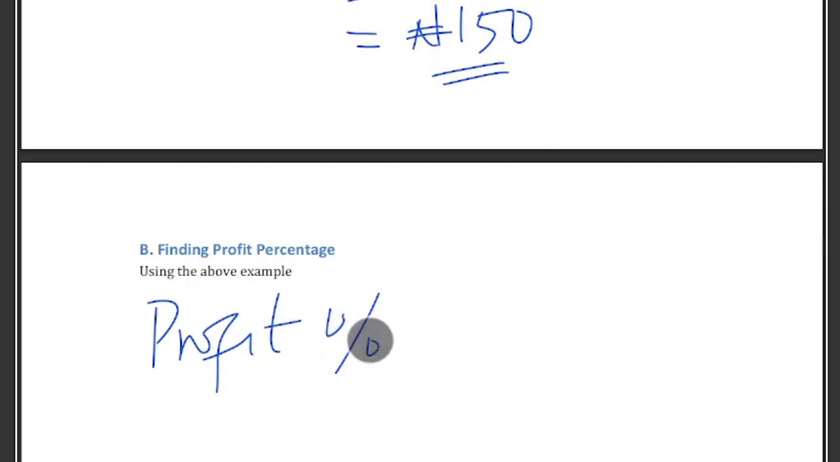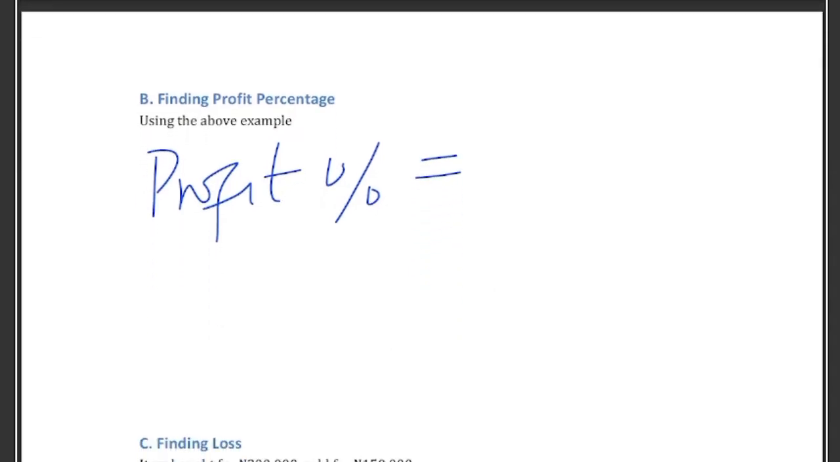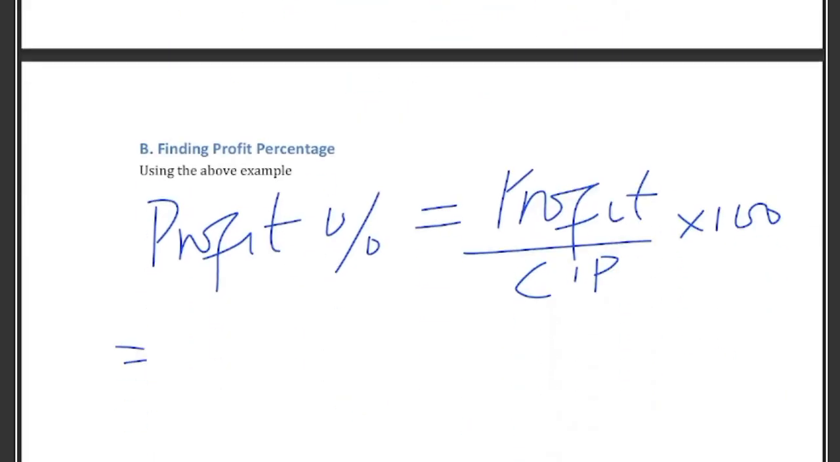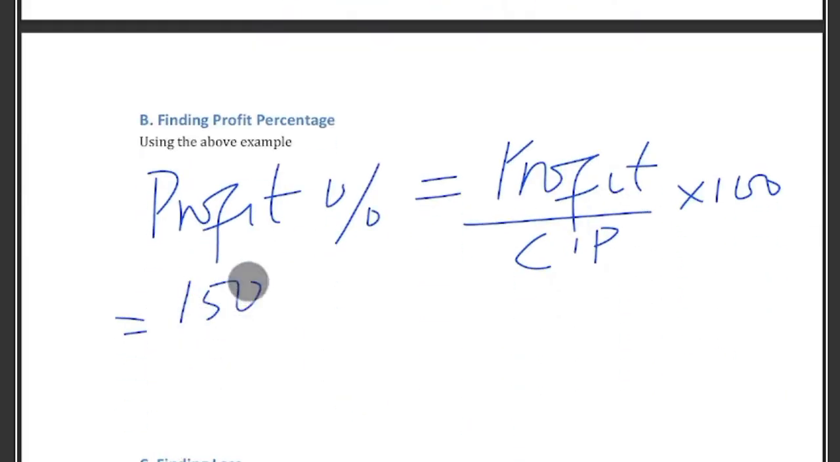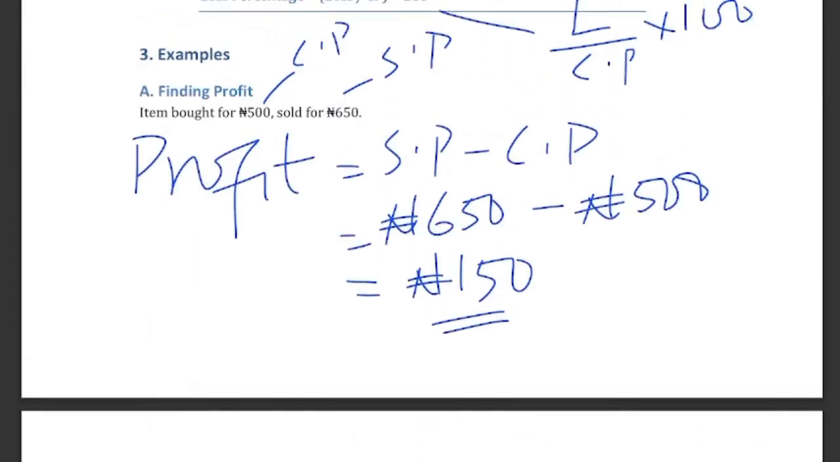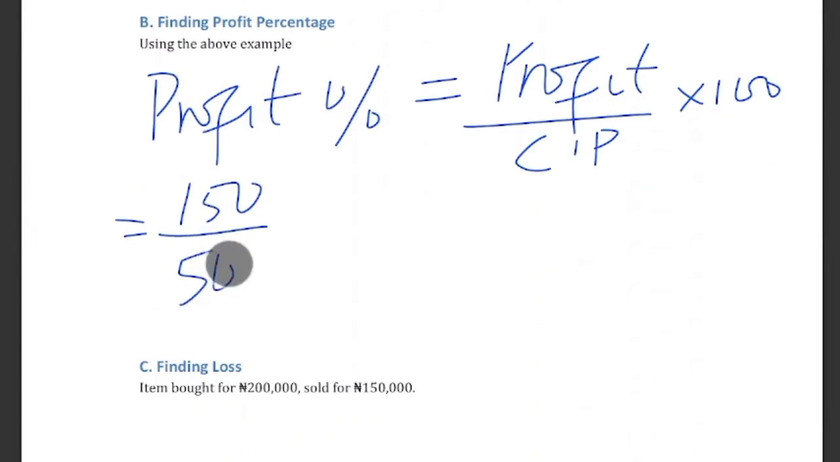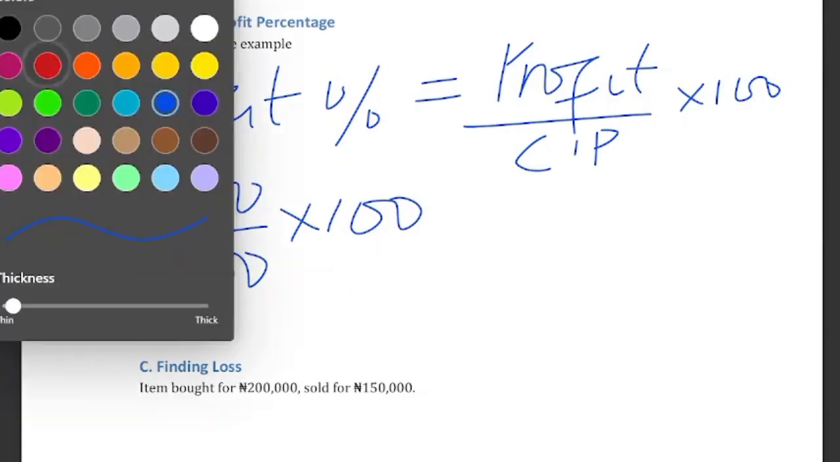Profit percentage is what? Don't forget what I said. The formula is what? Profit divided by what? The cost price multiplied by what? 100. So the profit in this case, we got 150 as the profit divided by the cost price, which is what? 500. So divided by 500 multiplied by what? 100. So this 0, you can cancel it and you can make use of your calculator.